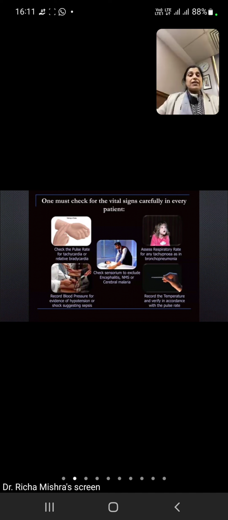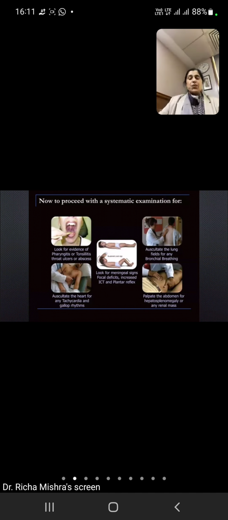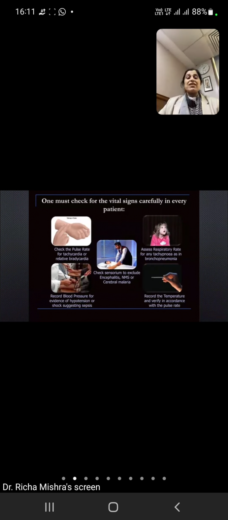So next slide. When we do a clinical examination, we keep in mind if the patient has a high pulse rate or a low pulse rate. We check the respiratory rate if the patient is breathless. One slide previous to this. So if the patient is tachypneic, or the respiratory rate is high, then we think the infection has traveled from the upper part to the lower part, which makes it more serious.